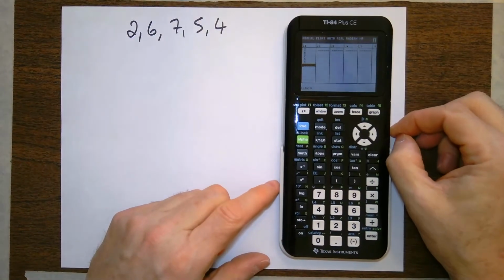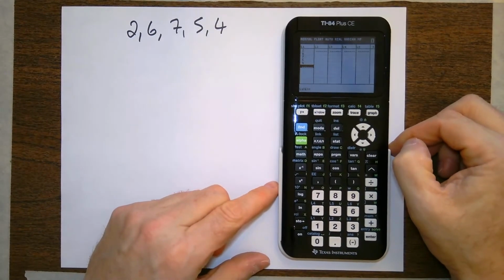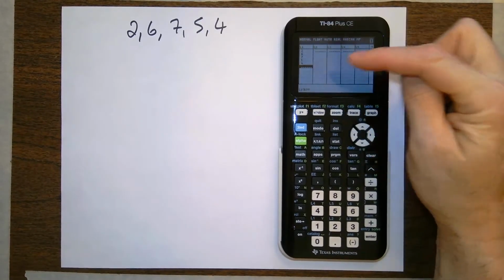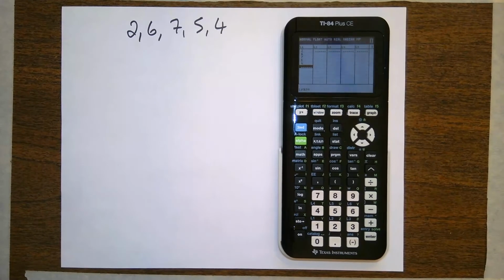I know it's kind of hard to see. I can't zoom in and zoom out when I'm actually recording, but here we go. So 2, 6, 7, 5, and 4, and enter that into the calculator. You might want to pause the video, make sure that everybody's got that entered into the calculator, because everything happens pretty fast after this.